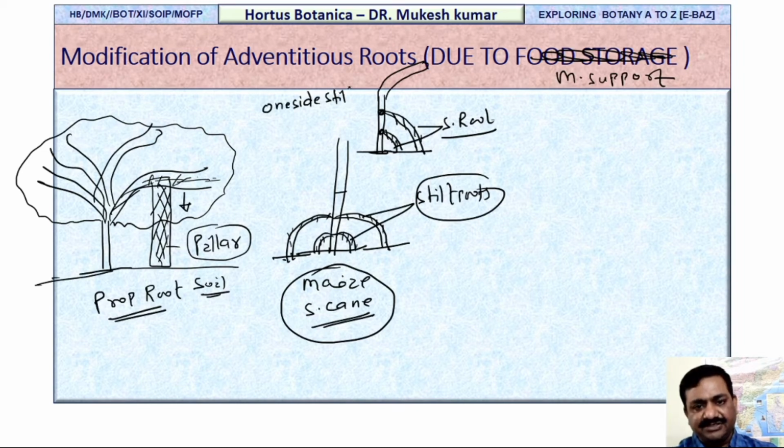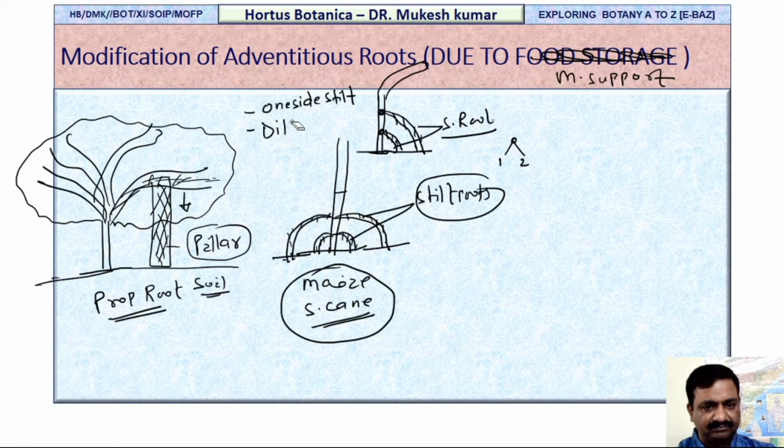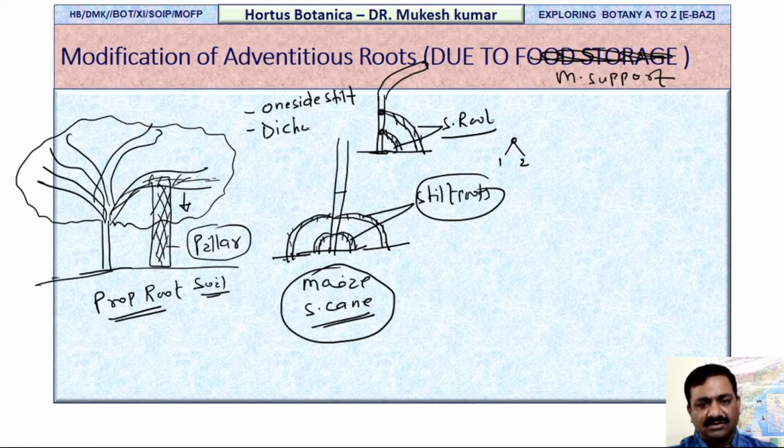One-sided stilt root. First point. Second point, see what we are finding. We are finding this and this. So these are the two branches, 1 and 2. So it is called dichotomous branching. Dichotomous branching. Okay. So one-sided stilt root, dichotomous branching.